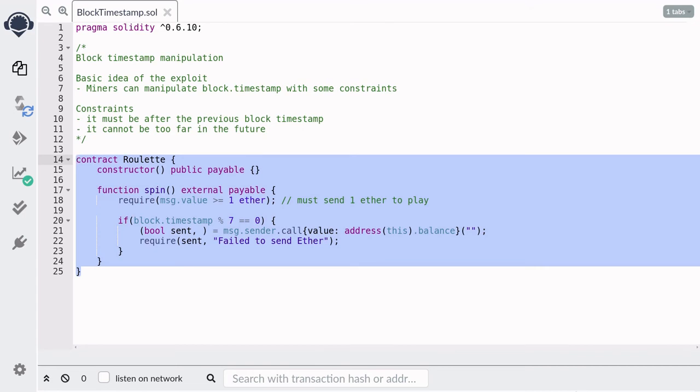That was an example of how block.timestamp can be manipulated to exploit your contract. The way to protect your contract from this exploit is to not use block.timestamp if possible. If you have to use block.timestamp inside your contract, then follow the 15-second rule.